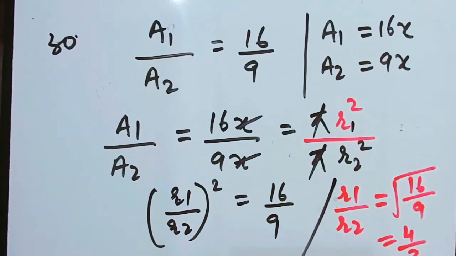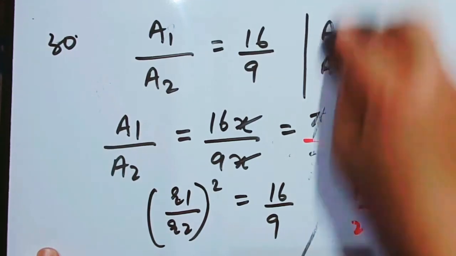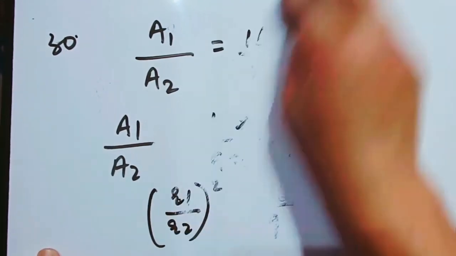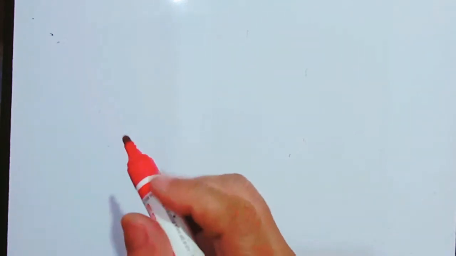Similarly, you can find out the circumferences. For example, I have found out the ratio of r1 and r2 as 4 is to 3. Now with the help of this you can find the ratio of the diameter. So diameter will be equal to 2r1 divided by 2r2, isn't it? Similarly, you put the value of the circumference and you will get it.